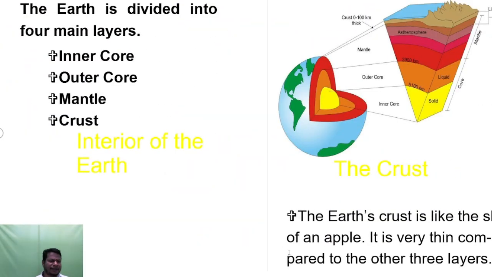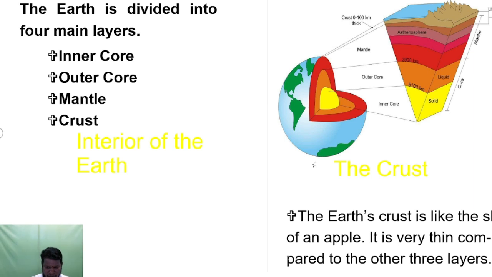So the Earth is divided into four main layers. See the diagram. There are four main layers, the interior of the Earth. These are the crust, then the mantle, outer core, and inner core. First the inner core, then the outer core, then the mantle, then the crust. So this is the interior structure of the Earth.